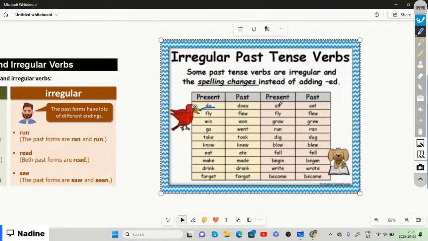Sit, this is more common. I sit, something that you're doing now. I sit on the chair. But in the past, or yesterday, or earlier, I sat on the chair, or I sat in front of my laptop.